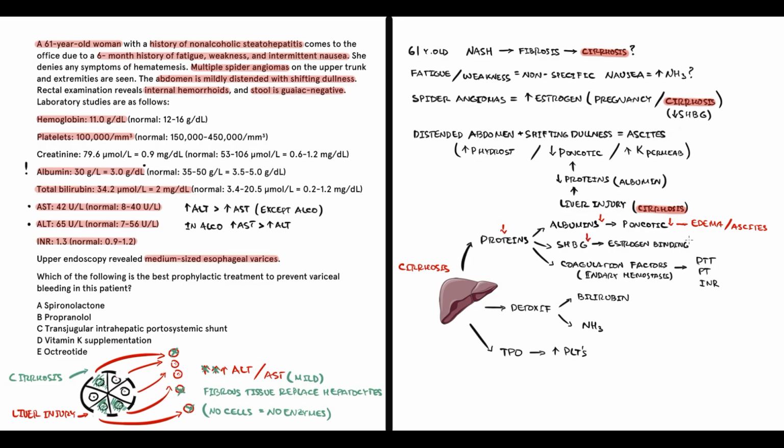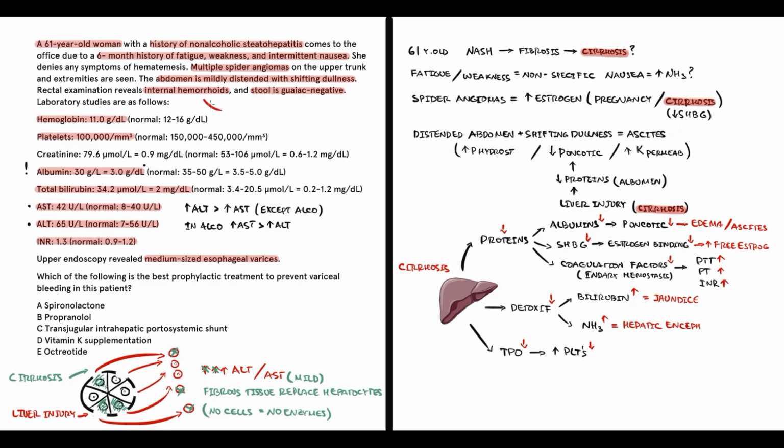Also, the production of sex hormone binding globulin will decrease, which will cause a decrease in binding of estrogens. So the patient will have hyperestrogenemia, and in this case, it manifested as spider angiomas. If the liver is not working, detoxification function becomes impaired, which leads to an increase in bilirubin level with jaundice and an increase in ammonia level with hepatic encephalopathy. Also, with a decrease in the amount of hepatocytes, the production of thrombopoietin decreases, which will cause thrombocytopenia.